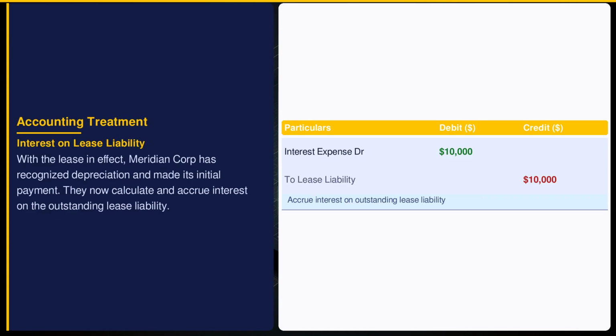Interest accrual is necessary to reflect the finance cost of holding the lease liability over time. Meridian records $10,000 as interest expense, increasing the lease liability. This ensures accurate interest representation on financials, affecting net income while aligning liability with unpaid principal balance.